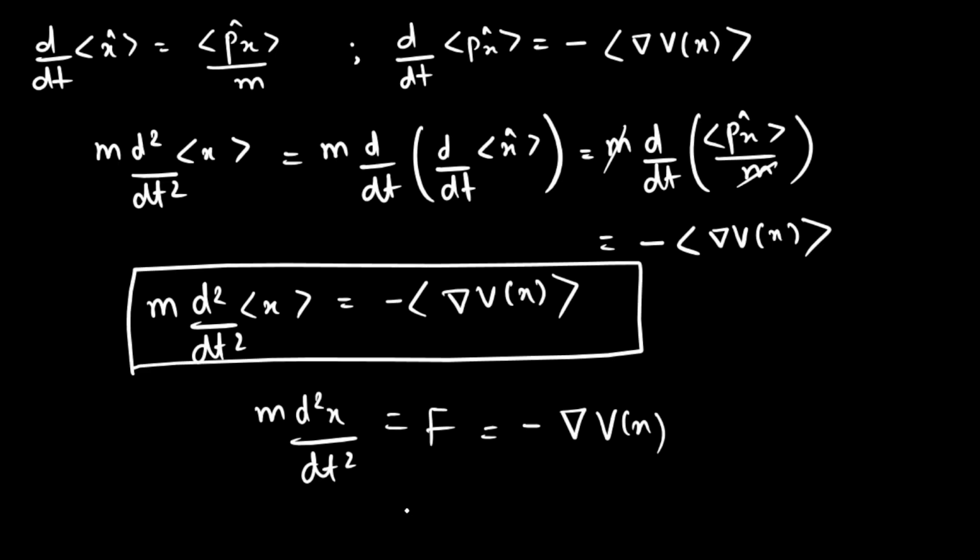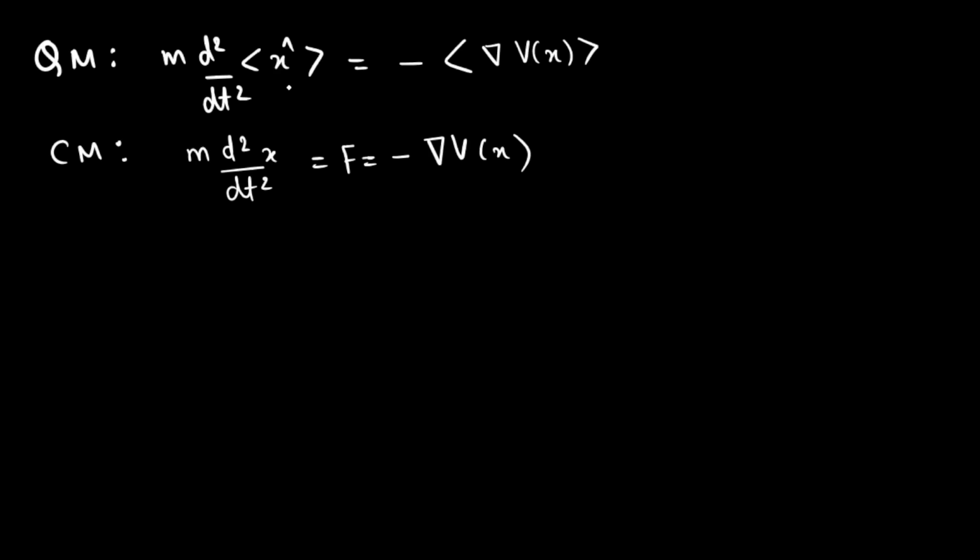Now the above equation looks familiar to our classical equation, that is Newton's second law, given by m d square x by dt square equal to F. And if this force is derived from a scalar potential, then this F will be equal to the negative of the gradient of that scalar potential V of x. That means by exploiting the Ehrenfest theorem, we may make a connection between quantum and classical particles. But how can we make this connection remains the question.